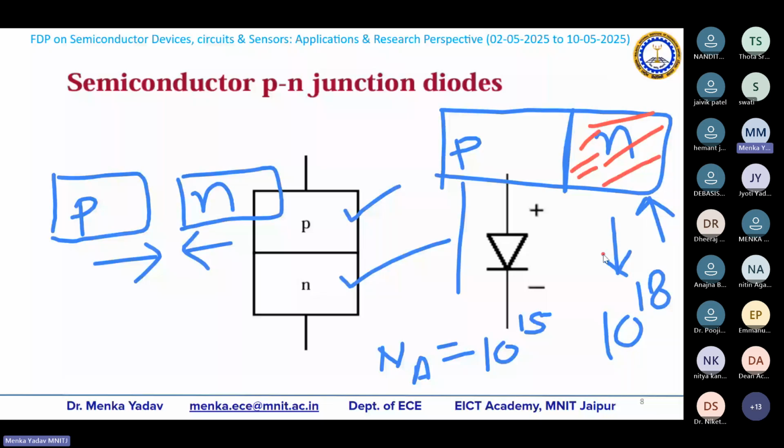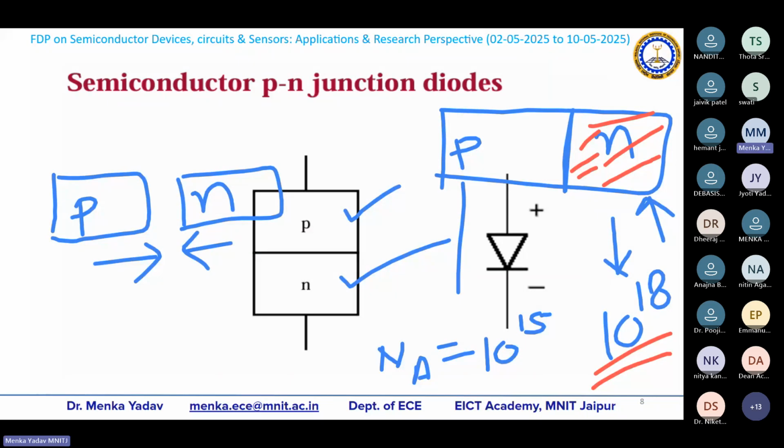Now the donor impurities are more as compared to the acceptor impurities. If you subtract both of these, you will find that this is nothing but 10 raised to power 18 only. Try to subtract 10 raised to power 18 minus 10 raised to power 15. What are you getting? Can you give me the answer? How much are you getting?